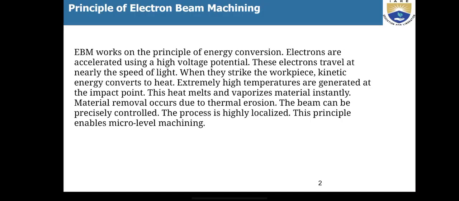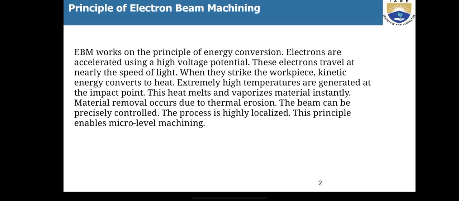Principle of electron beam machining. Electron beam works on the principle of energy conversion. Electrons are accelerated using a high voltage potential. These electrons travel at nearly the speed of light. When they strike the workpiece, kinetic energy converts to heat. Extremely high temperatures are generated at the impact point.